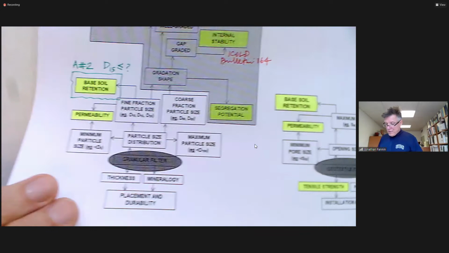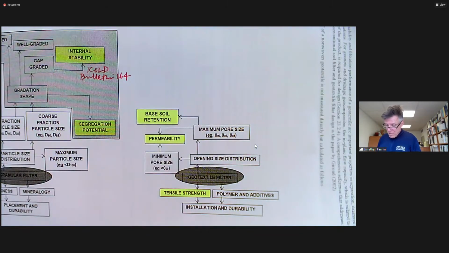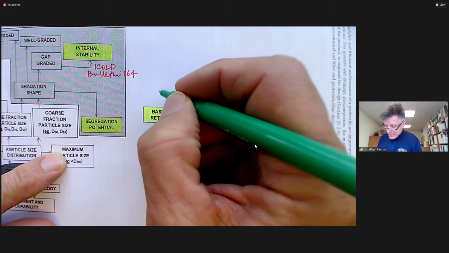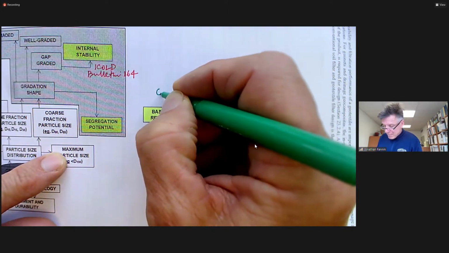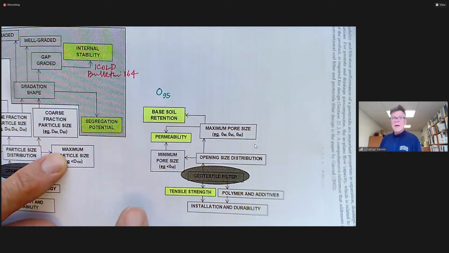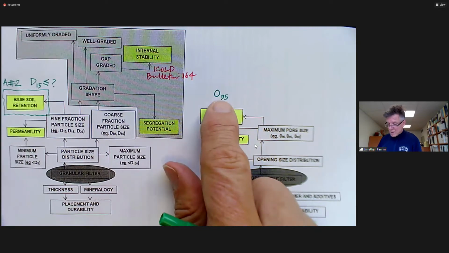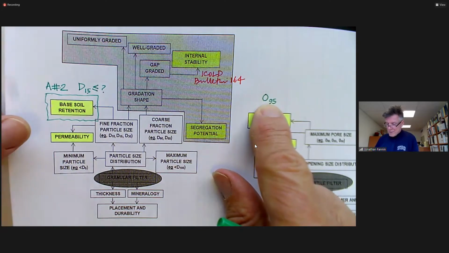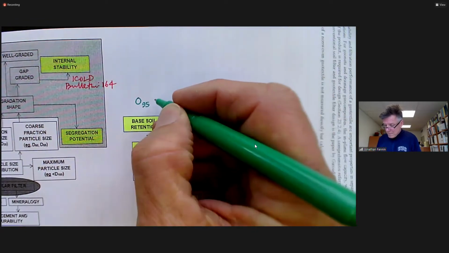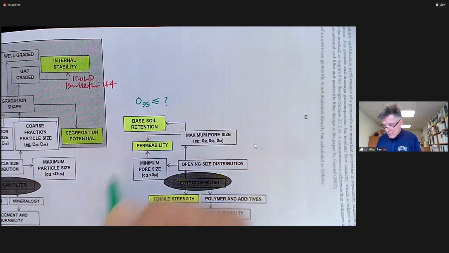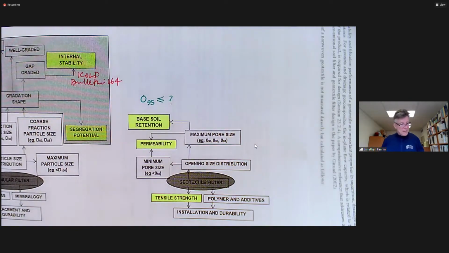Because over here on the base soil retention, we may expect to find empirical rules, for example, that might have an O95, a 95th percentage opening size. So here it's an opening size, here it's a grain size, really as a surrogate for an opening size. And we might expect empirical criteria that says O95 must be less than a certain particle size.